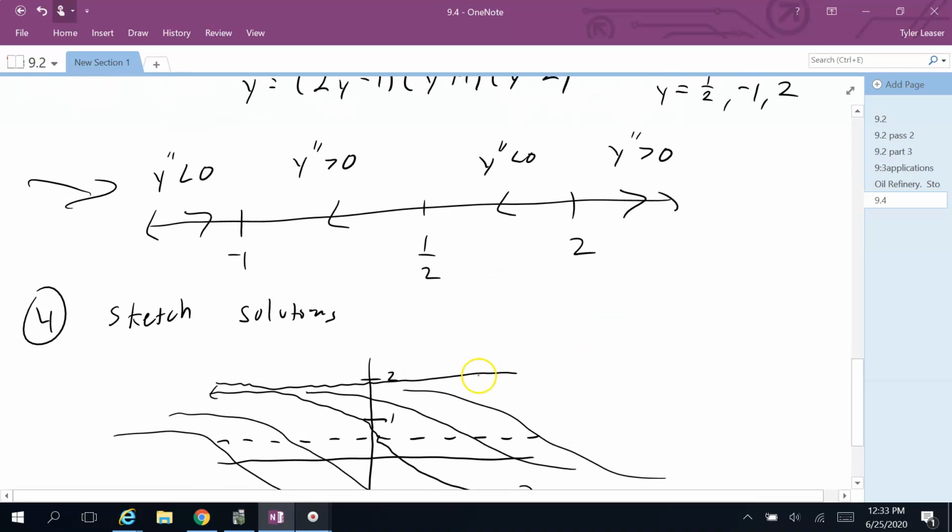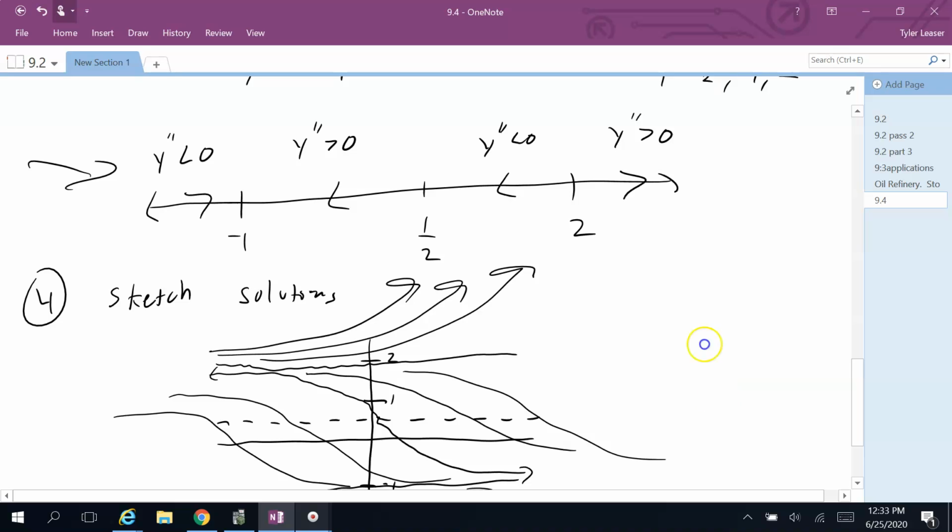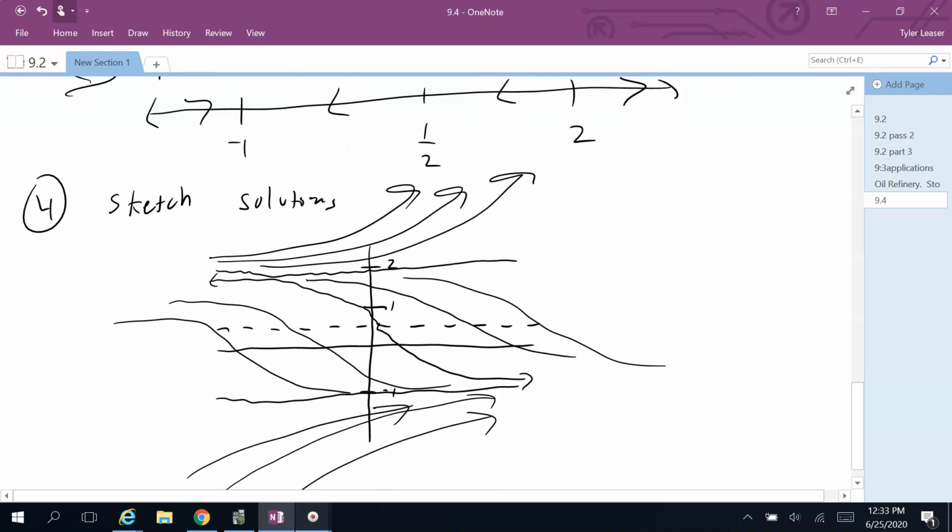Finally, above 2, I am increasing and concave up. Increasing and concave up are solutions that look like this. Depending on your initial conditions, whether you start below -1, in between -1 and 2, or above 2, these are the paths of the solution curves.